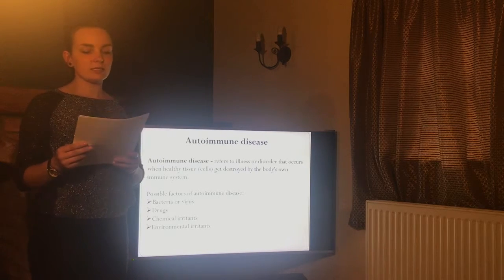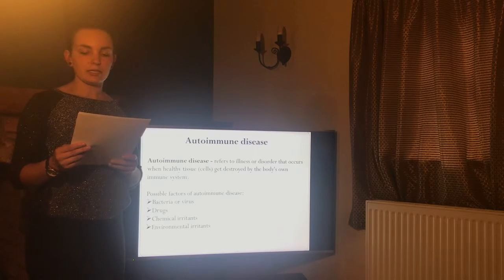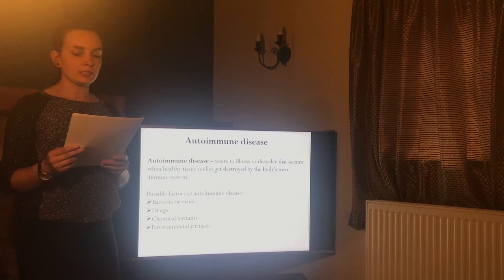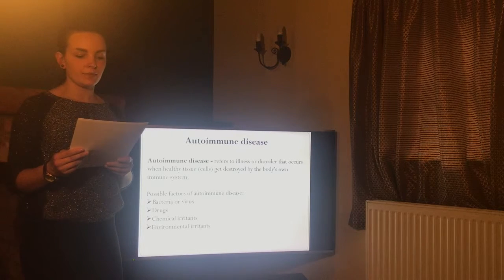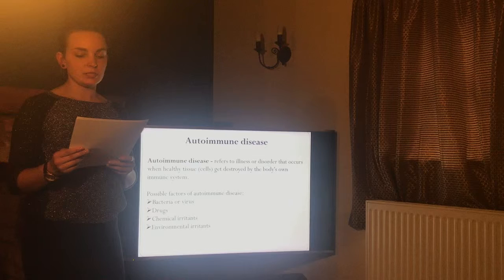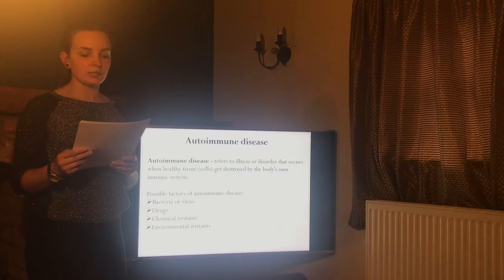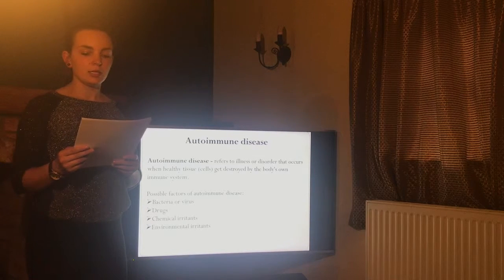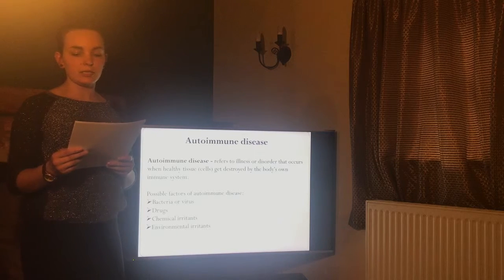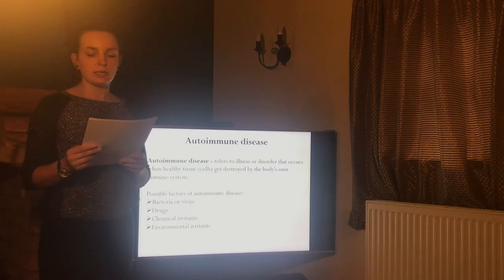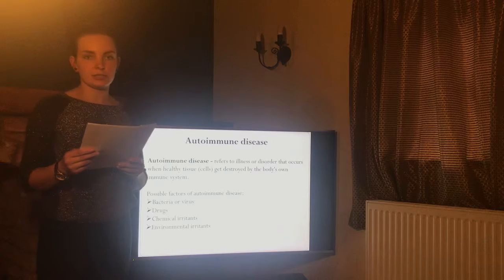There are more than 80 different types of autoimmune diseases, from multiple sclerosis and type 1 diabetes to celiac disease and rheumatoid arthritis. The exact cause of autoimmune disease is unknown, although there are many theories about what causes it to malfunction, including bacteria, viruses, drugs, and chemical or environmental irritants.